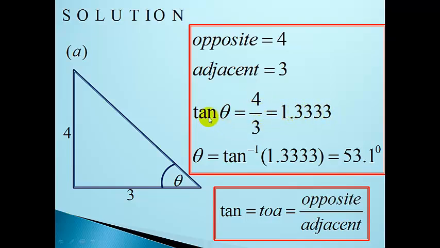1.3333. If we have tan theta is equal to 1.3333 and we want to solve for theta, that is the angle, we need to take the tan inverse of both sides. So theta on the left hand side will now be equal to tan inverse of 1.3333, and the answer is 53.1 degrees.